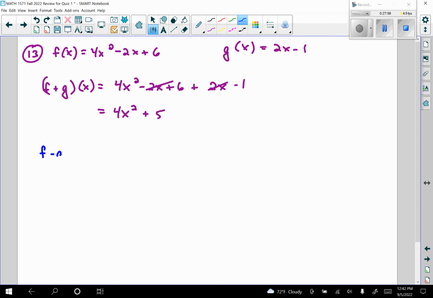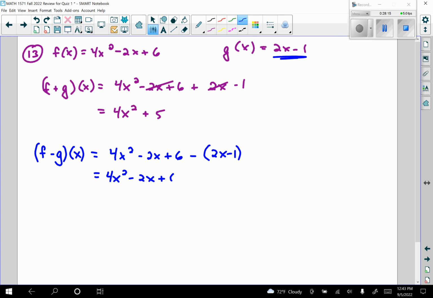Next we have f minus g of x. We just have to be careful subtracting g of x. So f of x still stays the 4x squared minus 2x plus 6, but minus, since we have two terms here, we want to keep that in parentheses so we distribute the subtraction sign properly. So now we're going to get 4x squared minus 2x plus 6 minus 2x, but then a plus 1. So here we're going to get 4x squared minus 2x and another minus 2x is going to give us a minus 4x. And then here we get 6 plus 1, which will give us a 7.